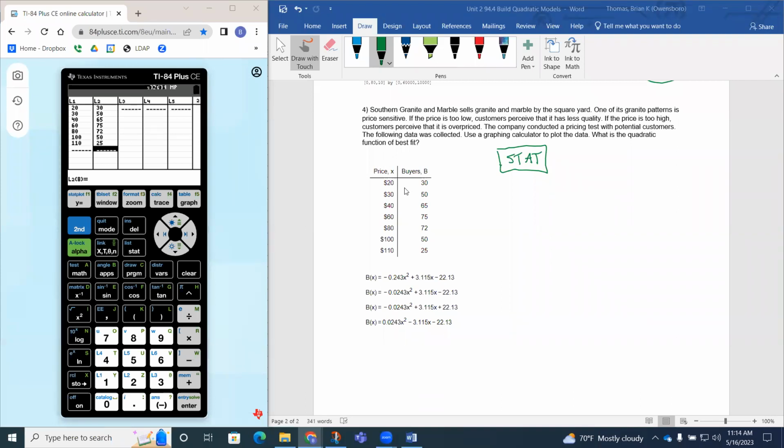So if we look at the data, if the price is at $20, there were 30 buyers. If it's at $30, there are 50 buyers. If it's $40, we had 65 buyers. $60, notice that that's where it peaked. And then all of a sudden, the prices started dropping a little bit. But notice at $100, you still had 50 people purchasing it. So that's interesting.